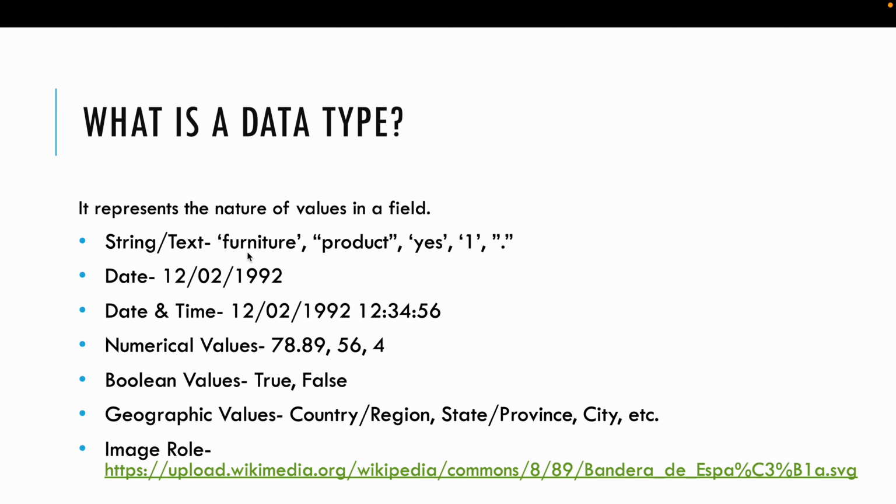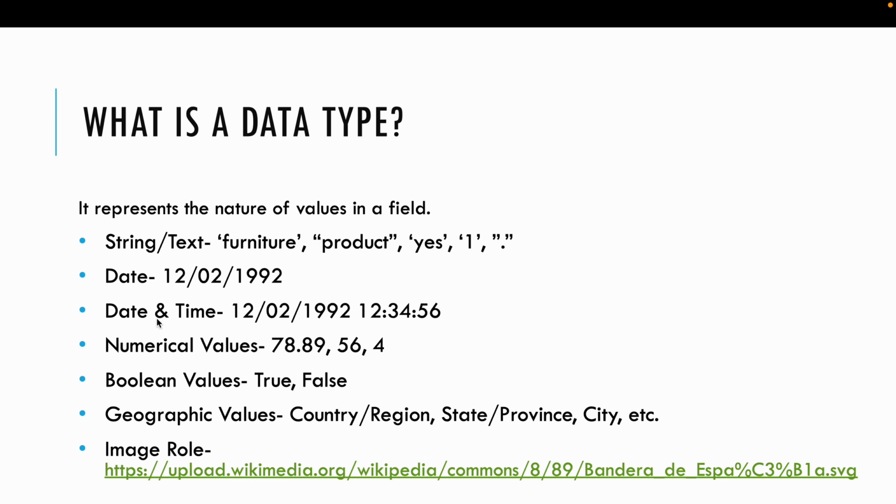So any value which is enclosed either in single or double quotes is a string or text data type. For a date data type, the value has to be in date format. Even if you give just the year, 1992, it initially gets consumed as a numeric data type, but you have the ability to convert it into a date data type.